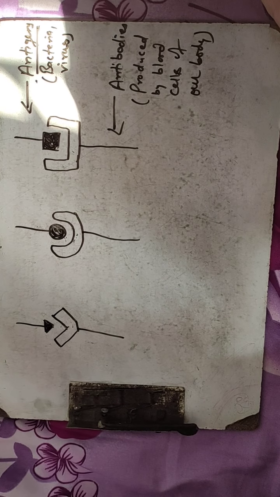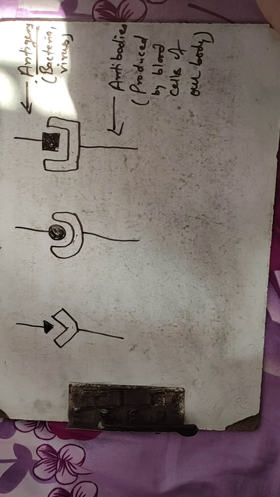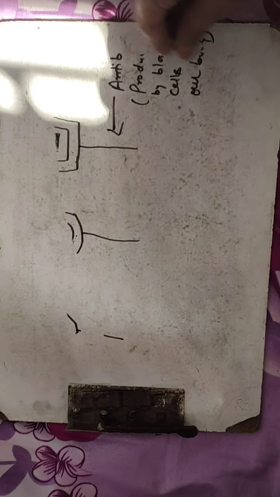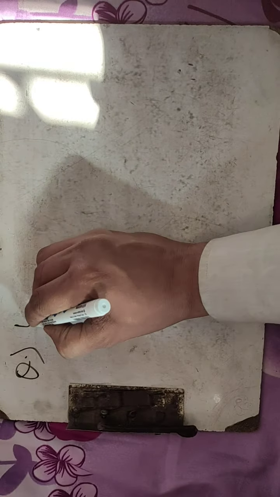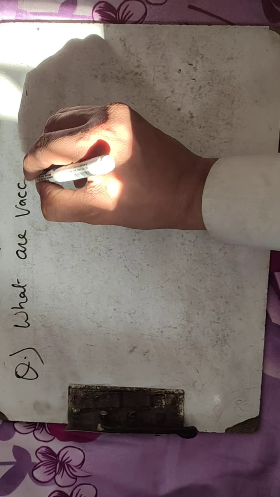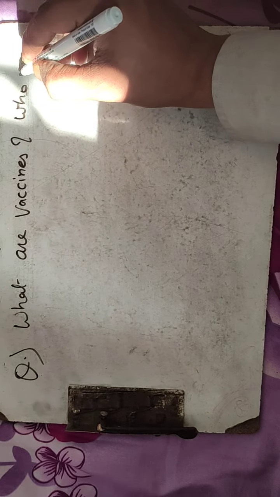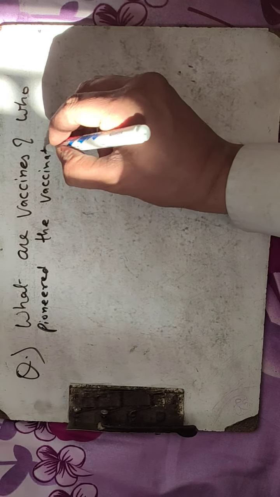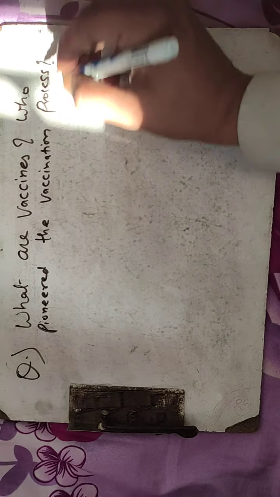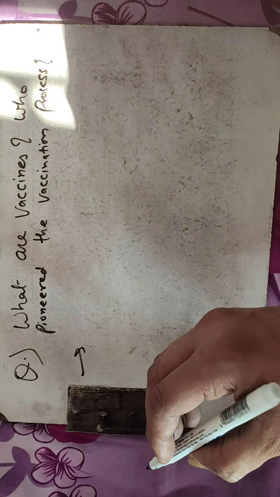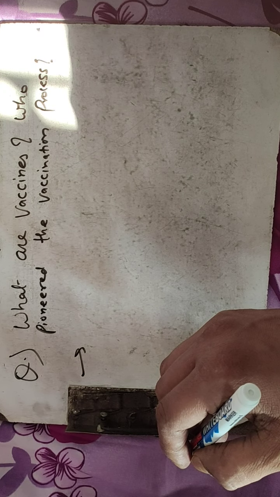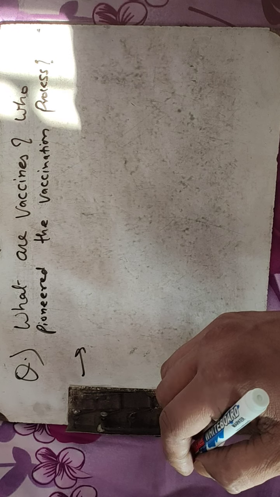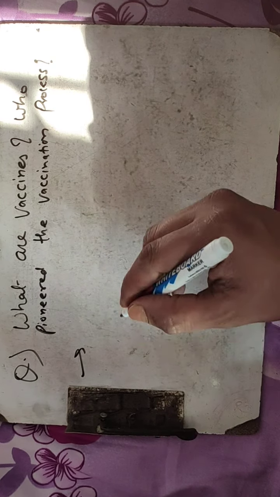Now my another question is, what are vaccines? Who pioneered the vaccination process? Vaccines are suspensions of killed or weakened microorganisms or products or derivatives of such microorganisms, and Edward Jenner pioneered it.